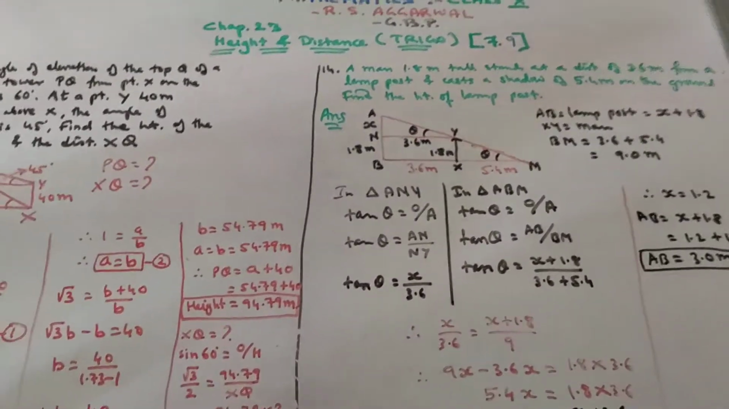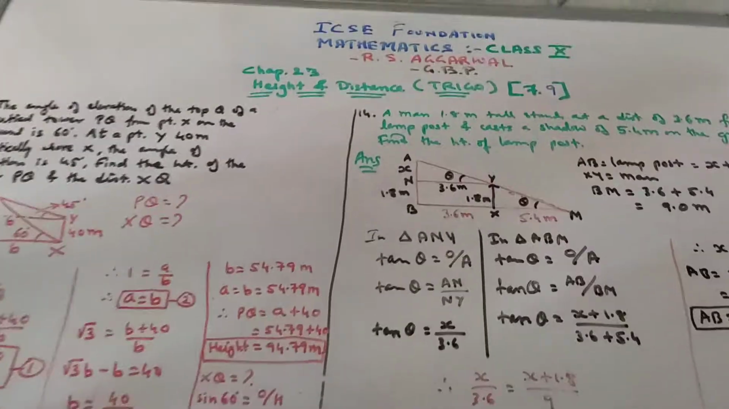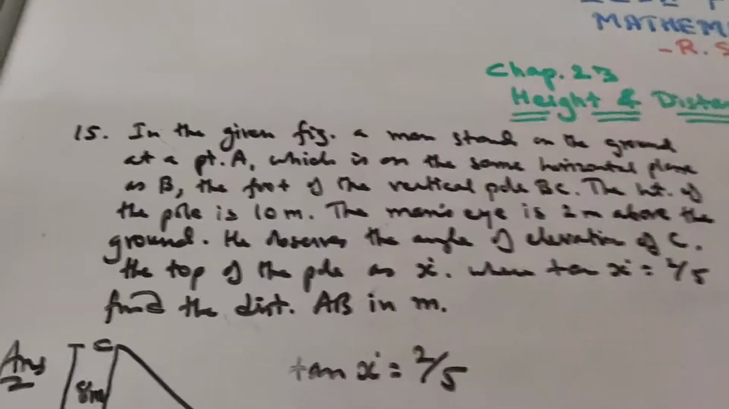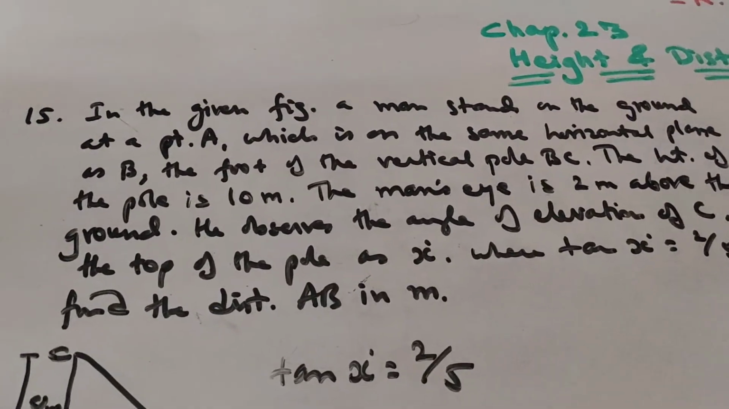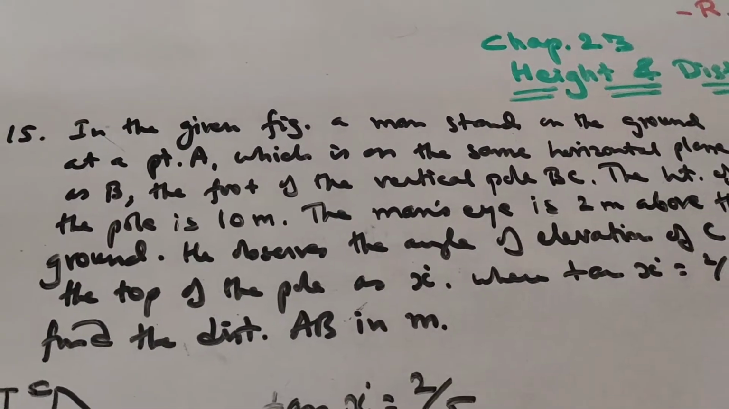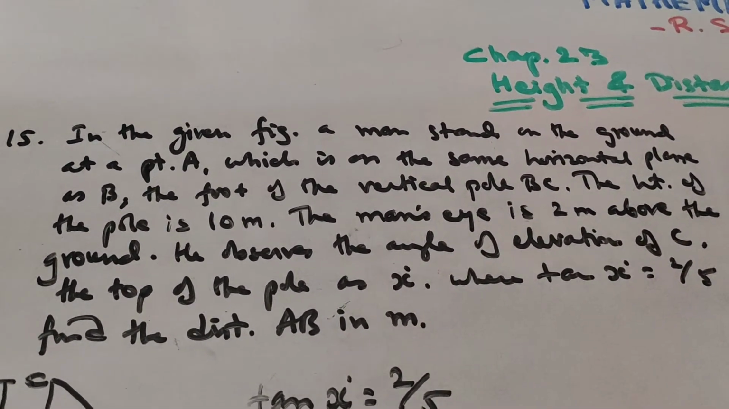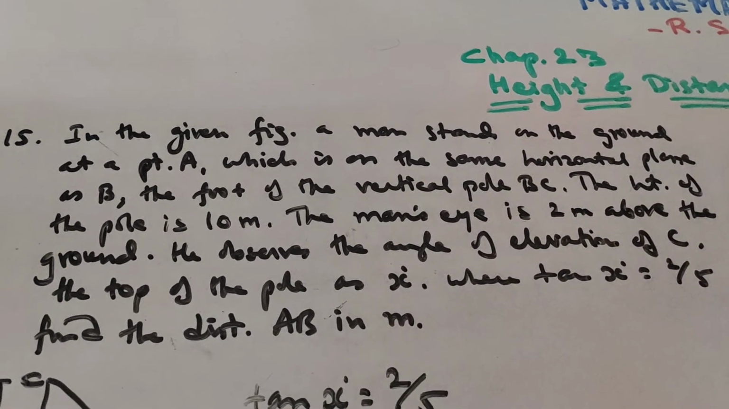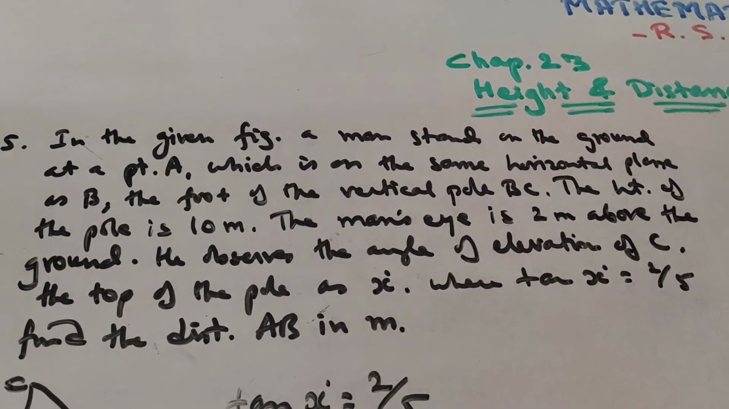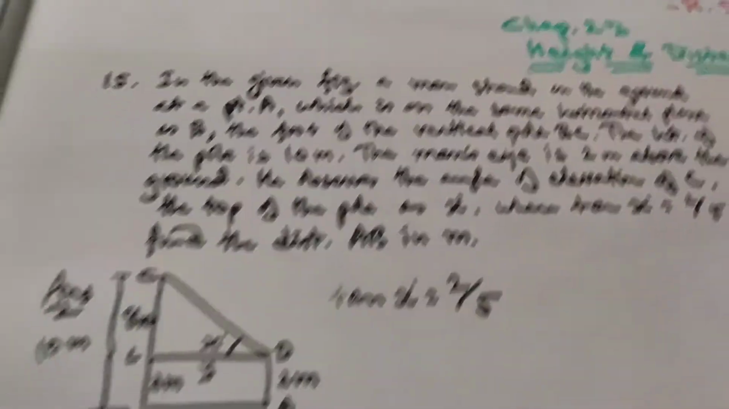I hope you understood both these sums. Let us work it out. Sum number 15. In a given figure, a man stands on the ground at a point A, which is on the same horizontal plane as B, the foot of the vertical pole BC. The height of the pole is 10 meters. Man's eye is 2 meters above the ground, and he observes the angle of elevation of C, the top of the pole, as x degree, where tan x degree is equal to 2 upon 5. Find the distance AB in meters.